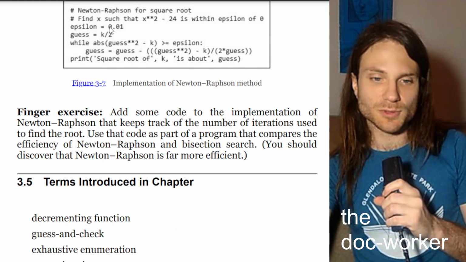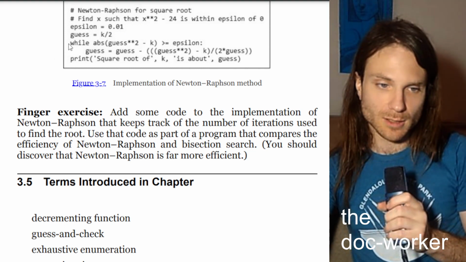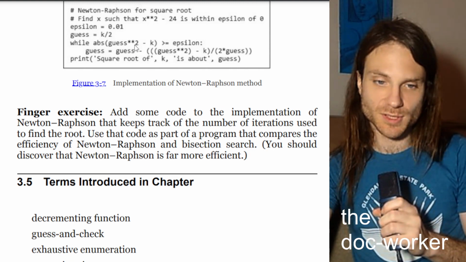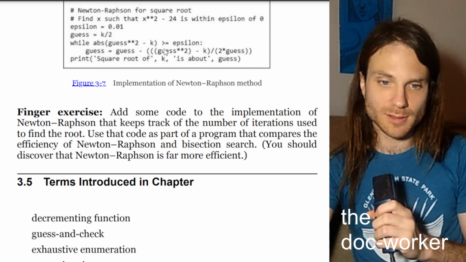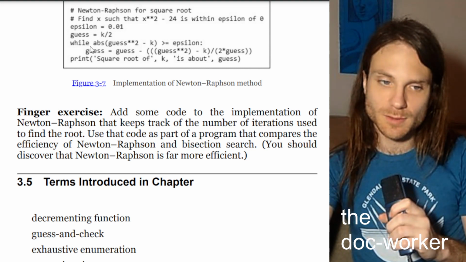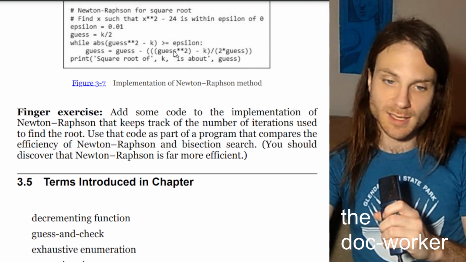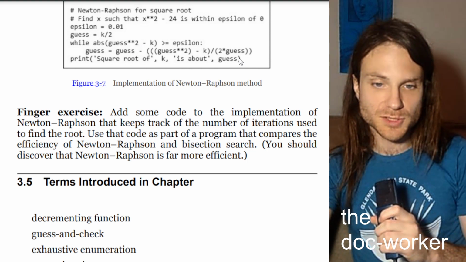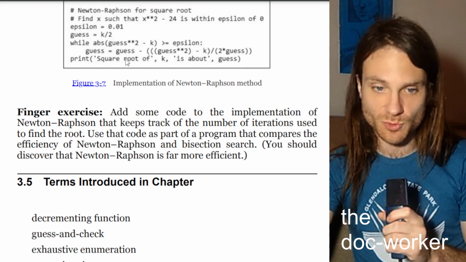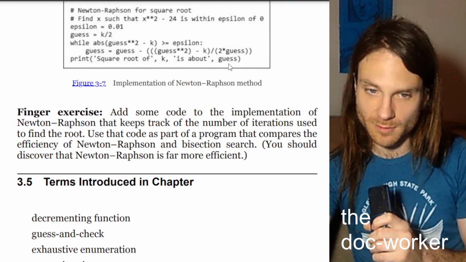Okay, epsilon set equal to 0.01, guess set equal to k over 2, and then while the absolute value of guess to the second power minus k is greater than or equal to epsilon, then we will update the value of guess equal to its own current value minus (guess squared minus k) divided by 2 times guess. Finally, we will print the string 'square root of' followed by the final value of k followed by the string 'is about' followed by the final value of guess.